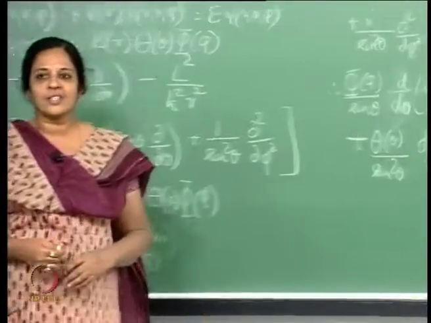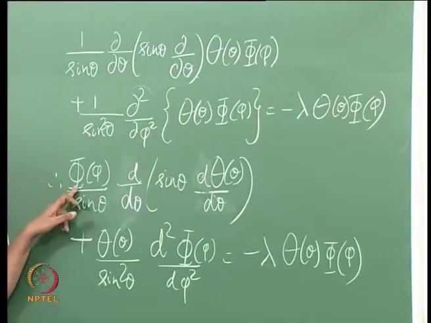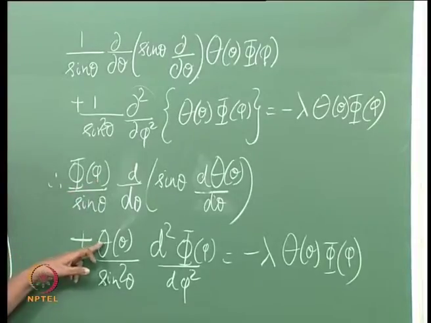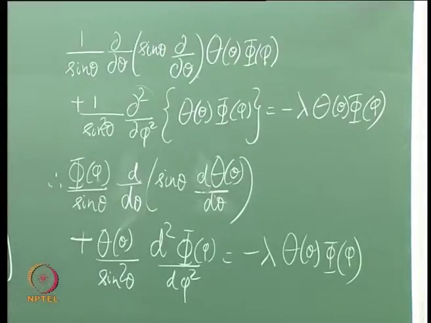We are in function space. These are not kets, these are functions of phi and functions of theta. This is a function of theta and that is a function of phi. So, such a division is warranted.